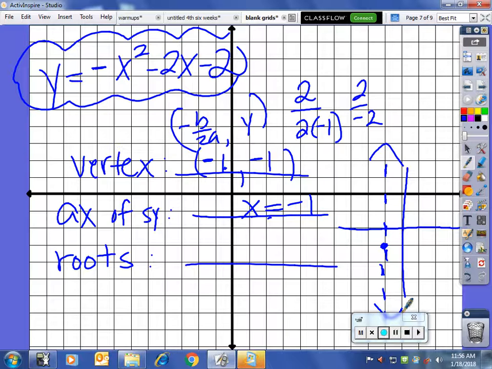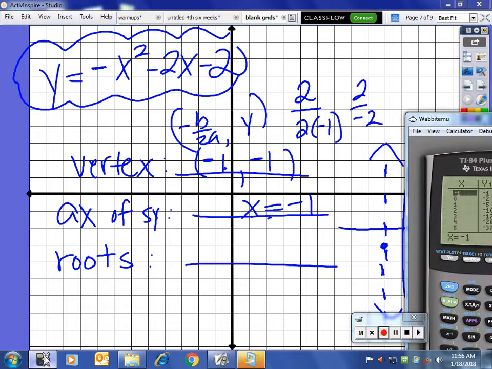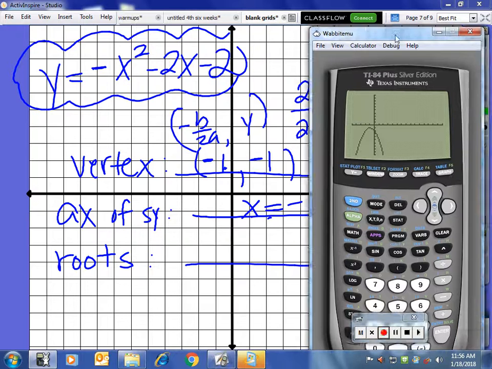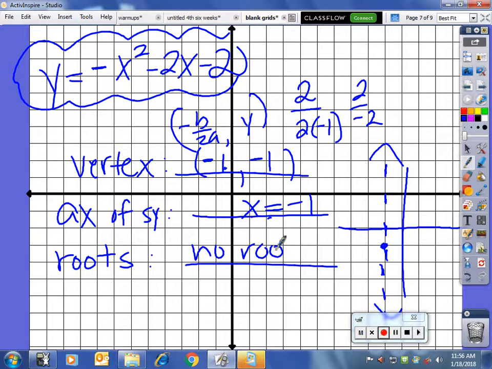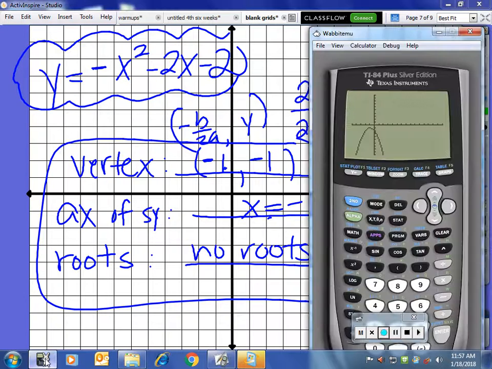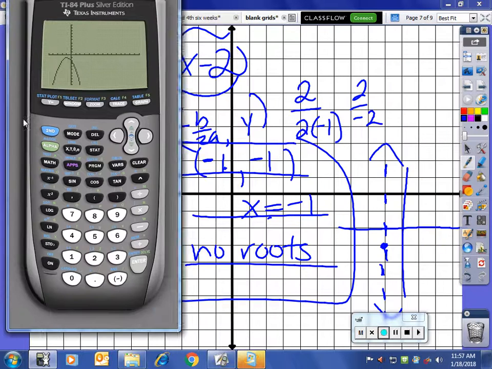Now, what happened with the roots here? There weren't any. When I looked at the picture of it, I could tell right away it's not crossing the x-axis. So for roots, I would just list no roots. So these are the 3 things I want to see on your homework. I want to see all 3 things listed out for all of the questions. Alright, and one other little thing I want to show you. There's only 5 homework questions, so stop complaining.